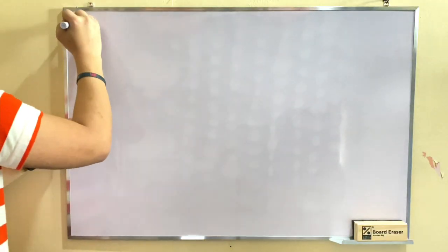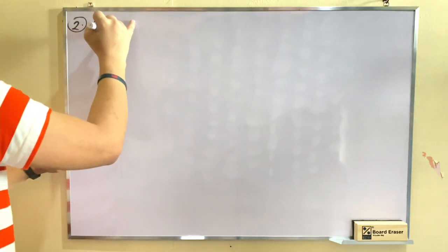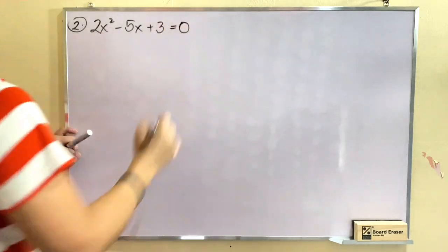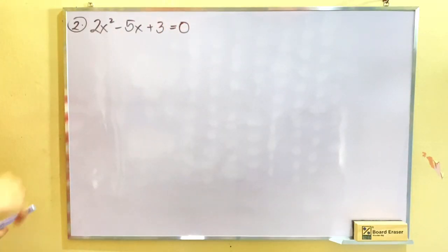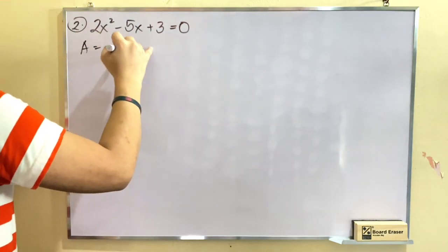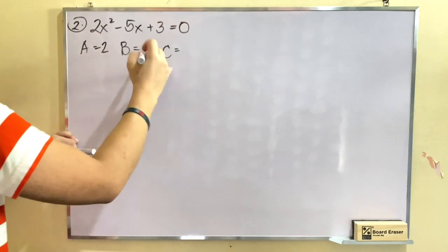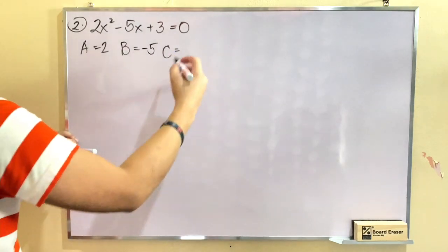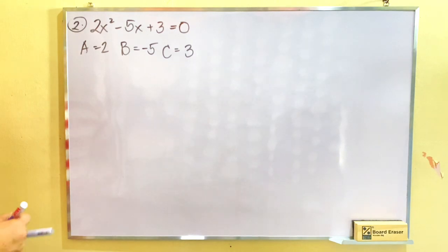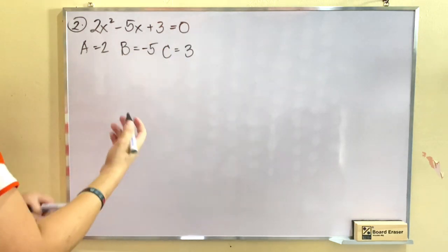Next example tayo. So, 2x squared minus 5x plus 3 is equal to 0. Hanapin natin ang value ng a, b, and c. A is 2, b is negative 5, and c is 3. Next, hanapin naman natin ang sum and product of the roots given ang value ng a, b, and c.